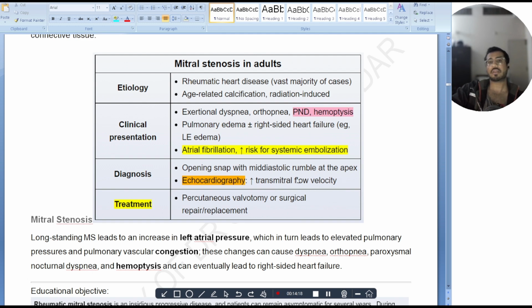Why would you get increased velocity? Because the aperture from which the blood is flowing is really narrow and stenosed. So obviously, if the blood is flowing through a bigger pipe, the amount of blood flowing would be more, but the velocity would be less. But if it's flowing through a narrow pipe, the amount of blood volume flowing through the pipe would be less, but the velocity would be more. So the same mechanics apply here.